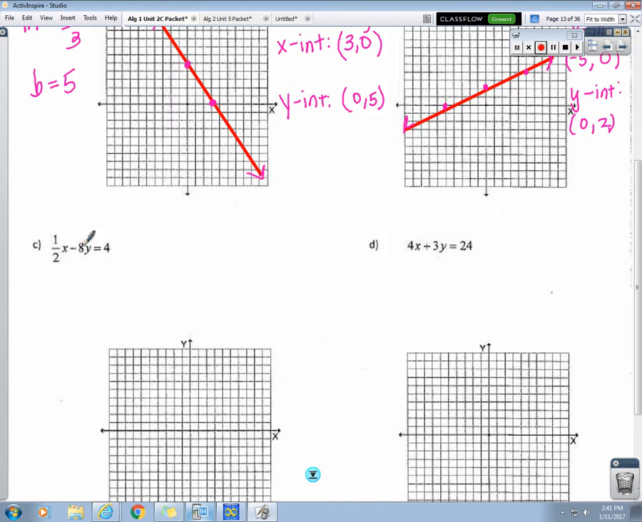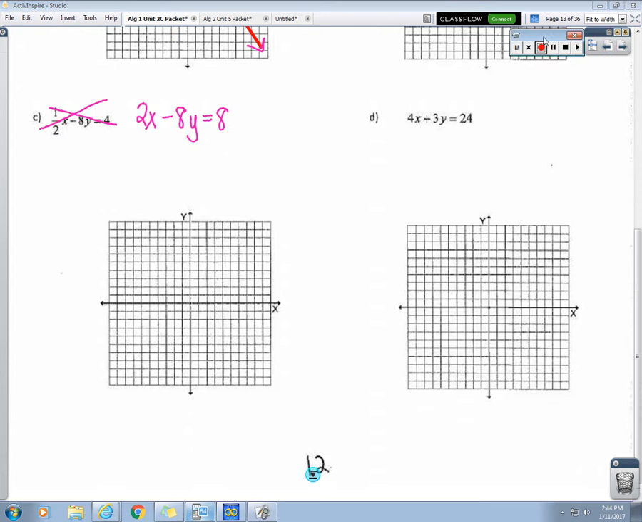However, C is ugly. So I'm going to change it. I want you to do this equation instead. 2x minus 8y equals 8. So be trying C and D. For this one, the first thing you would have done is subtracted your mx to the other side. So we're subtracting 2x to the other side.